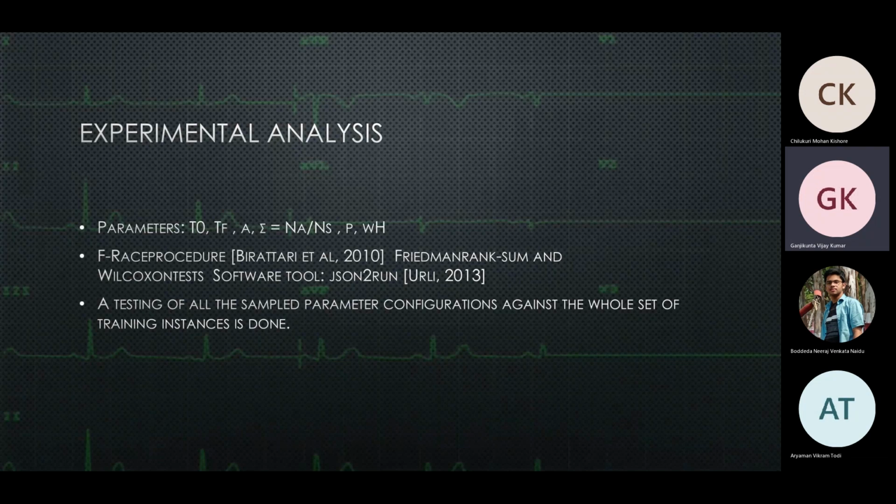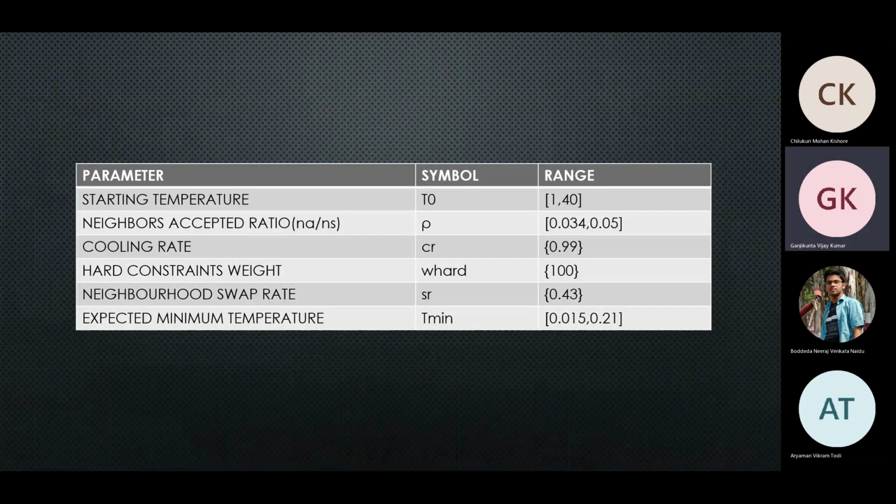After applying this tuning technique, we are approaching a new range of parameters, like starting temperature lying from 1 to 40. See, neighborhood swap rate is coming around 0.43. We are approaching very near to the optimal, which can improve our algorithm very much. These are the final set of parameters that we are using for this algorithm. So our algorithm is well defined with search space, neighborhood, cost function, as well as parameters. Now we will apply the simulated annealing algorithm and we can get the problem solved.